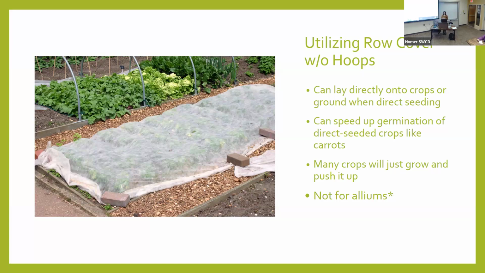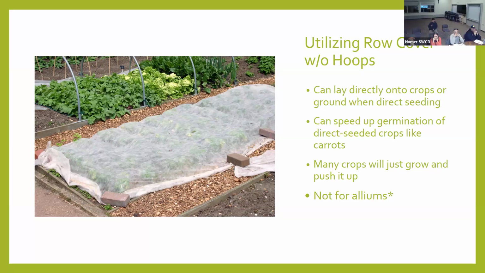And then, yeah, you can also use it just for germination, like for carrots. For my place, I don't have a whole lot of water. And so I'll seed my carrots and put that row cover down and actually water on top of the row cover for like the first 10 days while I'm waiting for them to germinate. And then as soon as they come up, I pull that row cover off, and then I'm just using my drip irrigation. So it's really great for that.